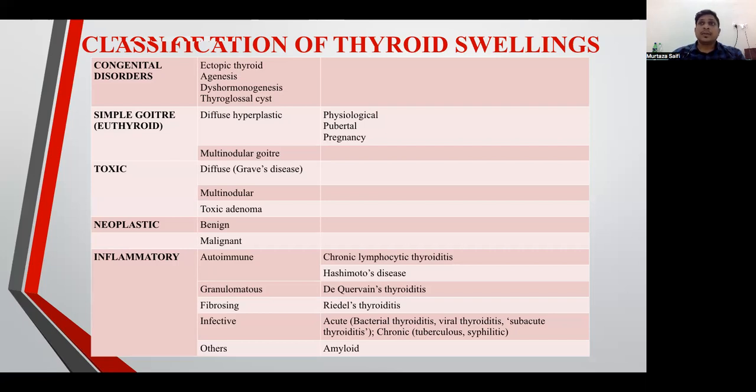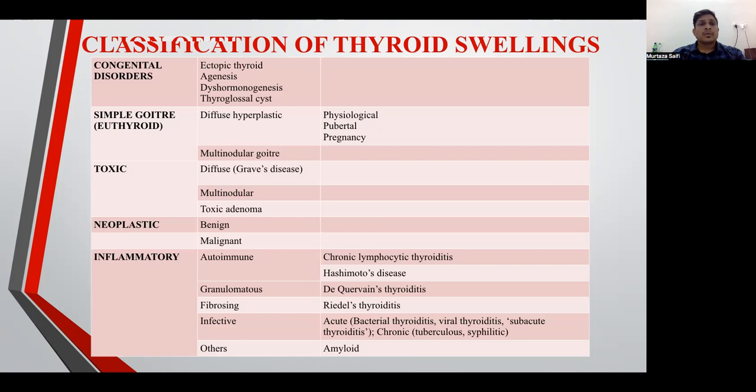Then this simple goiter, which is euthyroid, and the T3, T4 hormones are in normal range. Then diffuse hyperplastic, which may be physiological, pubertal, and in pregnancy. Then there may be multinodular goiter, which may be euthyroid.